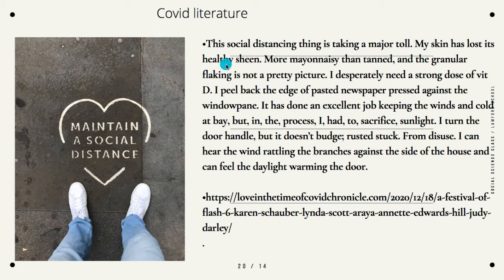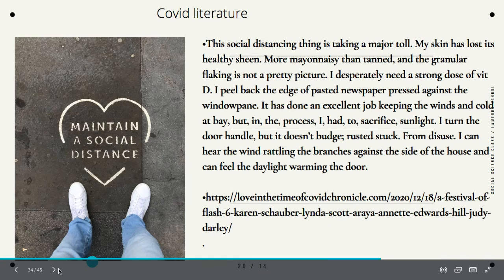So like this one: "This social distancing thing is taking a major toll. My skin has lost its healthy sheen. More mayonnaise than 10, and the granular flaking is not a pretty picture. I desperately need a strong dose of vitamin D." So things like that. It talks about solitariness, about being by oneself, about being trapped in this place. So since we are in that situation now, maybe bring some COVID literature for them to read, to understand and to share, and maybe to talk about it.